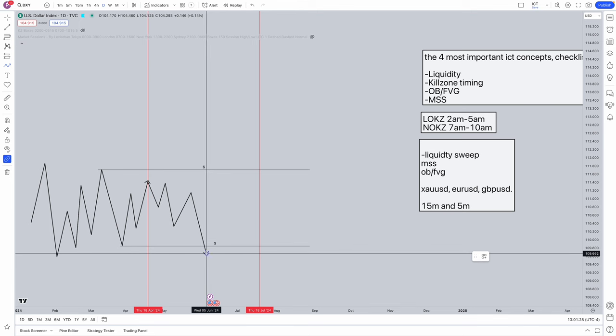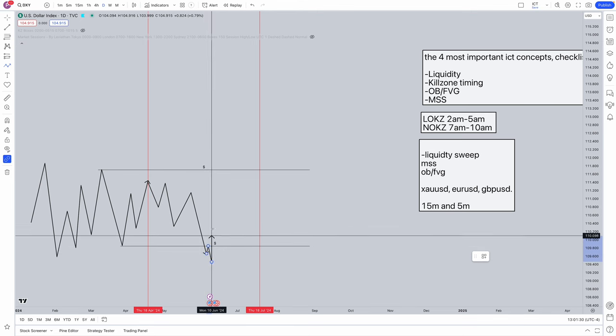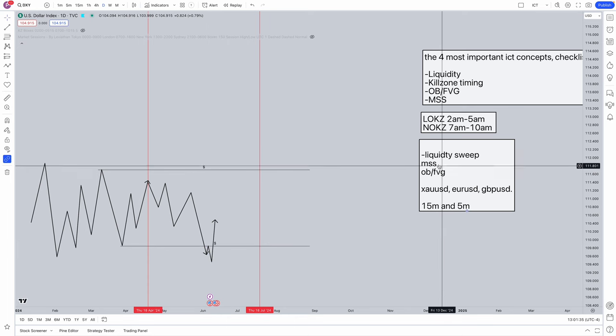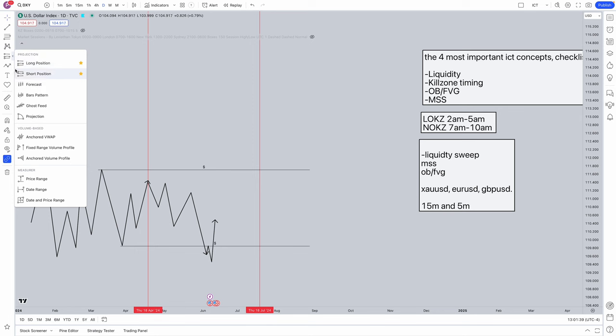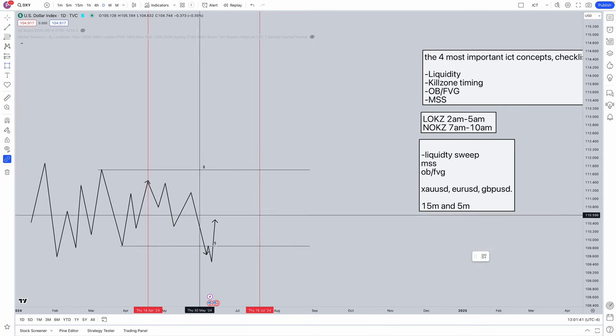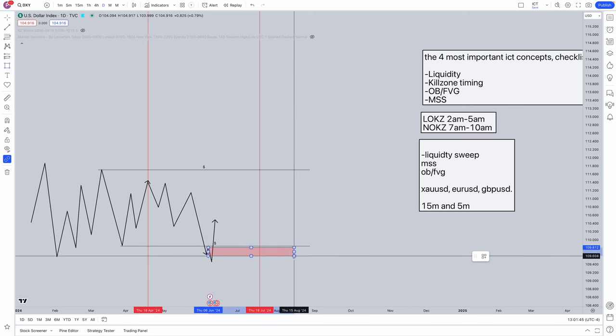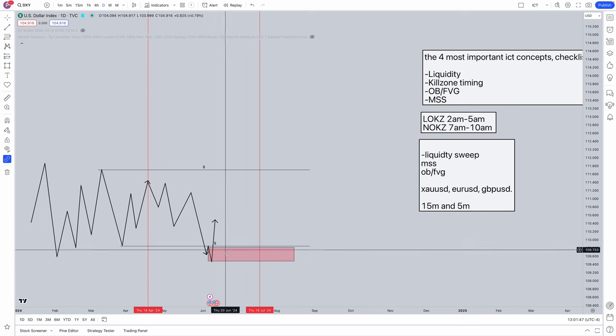We then drop into the 5 minute time frame where we anticipate a market structure shift as this high has been taken. Once we get our market structure shift, we want to identify our order block or fair value gap. Again, it's totally down to you which one you choose to trade. I personally love using order blocks. So that's going to be an order block.